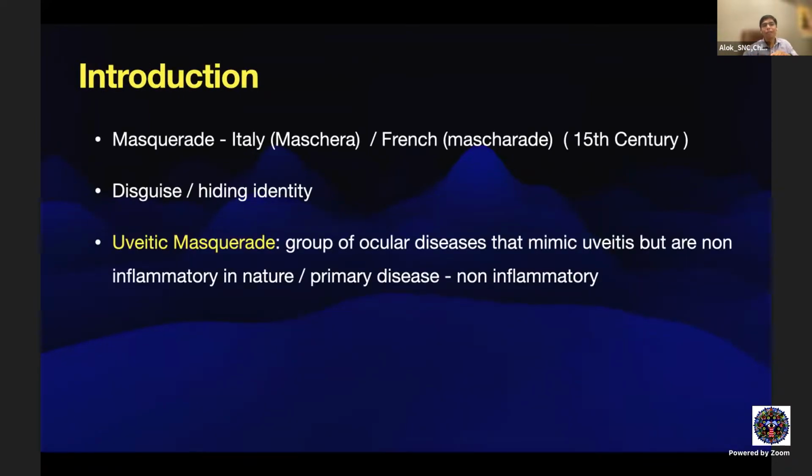As you all know, masquerades are something that are very intriguing. The word masquerade originated sometime in the 15th century from probably an Italian word mascara or a French word masquerade, meaning mask. As per the Oxford dictionary, it means to hide one's identity or disguise as someone else. So uveitis masquerades are a group of ocular diseases that mimic uveitis, but are not really inflammatory in nature, or at least the primary disease which has led to uveitis is non-inflammatory in nature.